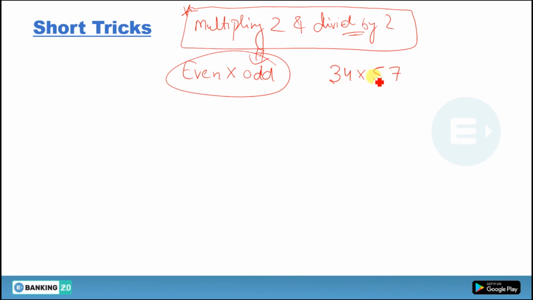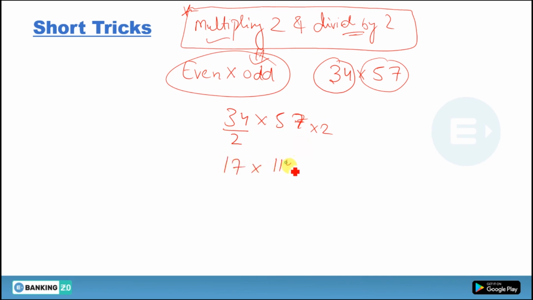If you want to multiply directly, you can, but you have to learn the table of 34 or the table of 57. If you know the table of 34, you can directly multiply this, or if you know the table of 57, you can directly multiply this. But if you don't know, then what will you do? Just use this trick, multiply by 2 and divide by 2. How can you do this? See here, this one is 34 into 57. Can I divide this even number by 2, and multiply this odd number by 2? So it will give you 17 into 114.